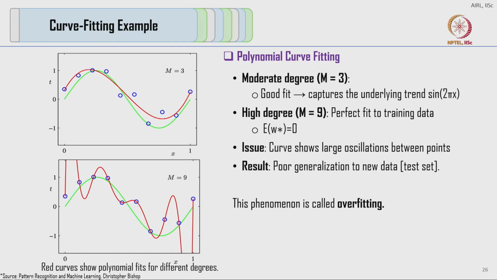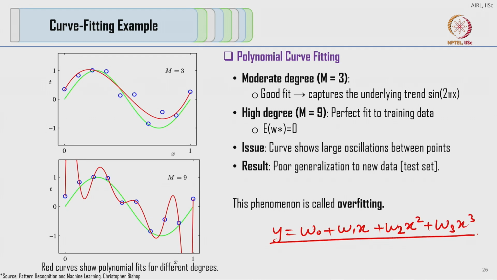Now let us look at more degrees. So let us look at m equals 3. If we look at m equals 3, essentially our y becomes w0 plus w1 times x, plus w2 times x square plus w3 times x cube.